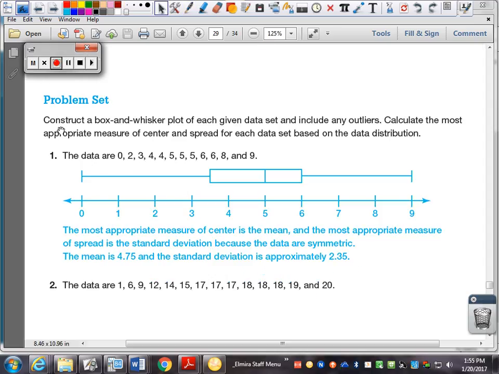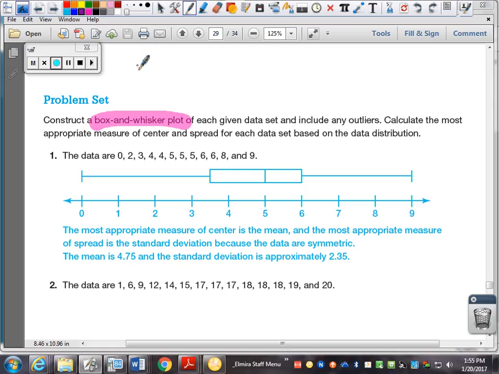Okay, for 1 through 6, you've got some data. You're going to put that into your L1 on your calculator. Then you're going to use your 5-number summary to create a box and whisker plot. Then you're going to calculate the appropriate measure of center and spread. So guys, here's what that means.